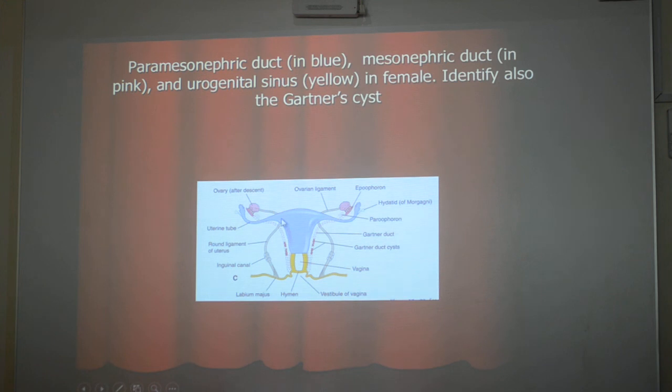Often it is there. And the other part is clear to you, that ovarian ligament and the round ligament of the uterus. This is the inguinal canal. So absolutely clear. And where it is ending up is the labia majora. Is it very clear? Yes. Wonderful.